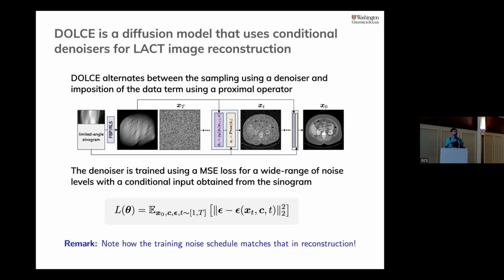Let me show you how the denoiser is trained. Unlike the previous case, the way we train a denoiser is very interesting. So epsilon will be the denoiser. This is a residual denoiser.